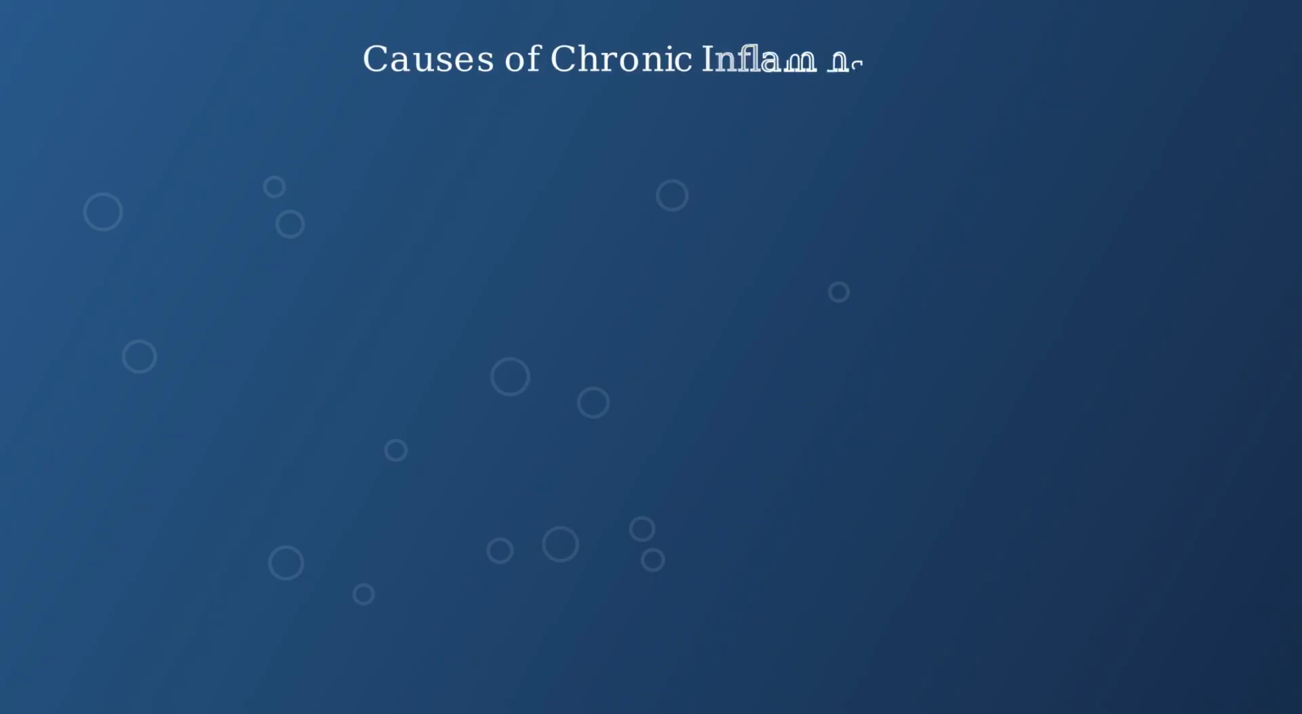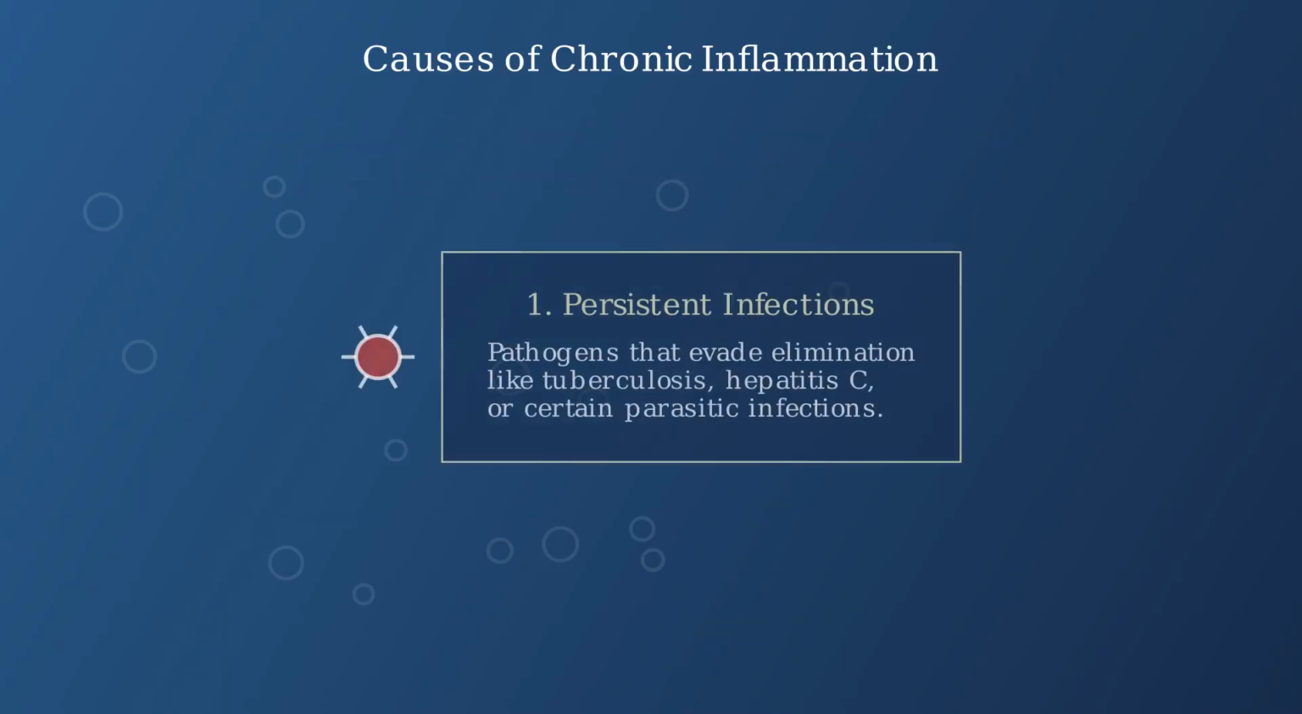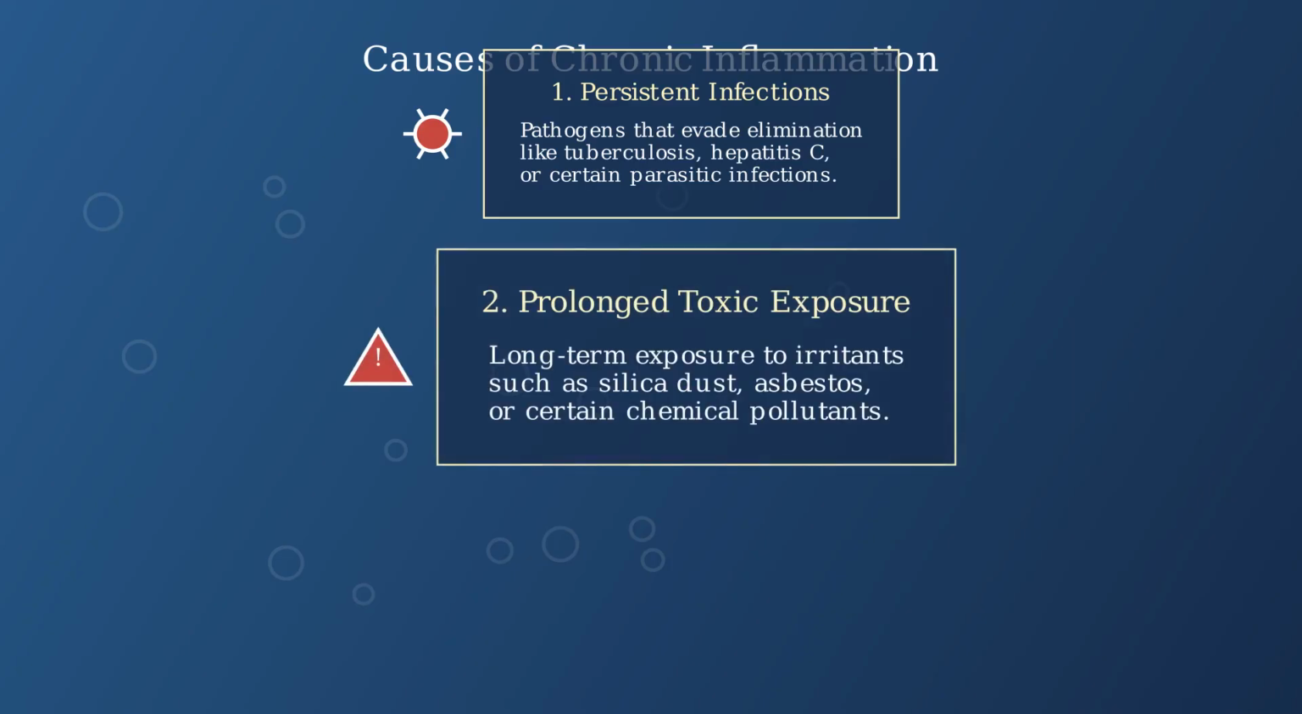Chronic inflammation can result from several distinct factors. Persistent infections, such as tuberculosis or hepatitis C, can cause chronic inflammation when pathogens evade elimination by the immune system. Prolonged exposure to toxic agents like silica dust, asbestos, or chemical pollutants can trigger sustained inflammatory responses in affected tissues.